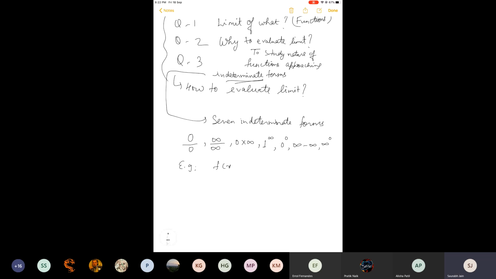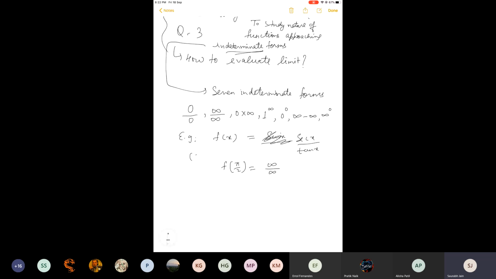For example, we know what a function is. Suppose we have sec x upon tan x. And if someone says that he or she wants to find f of pi by 2, that means sec pi by 2 upon tan pi by 2. So the answer will be indeterminate. It is infinity by infinity. You may find all these cases in everyday mathematics, like f of x is x square by x. If someone says what is f of 0, then the answer will be indeterminate. 0 by 0 is indeterminate.